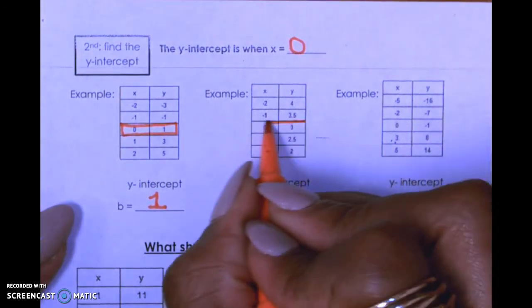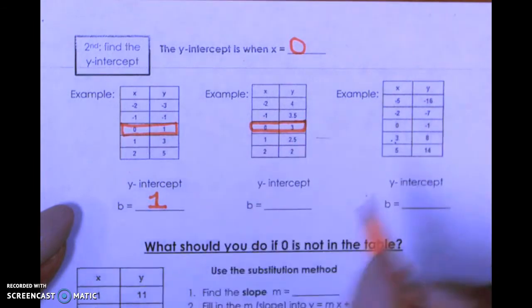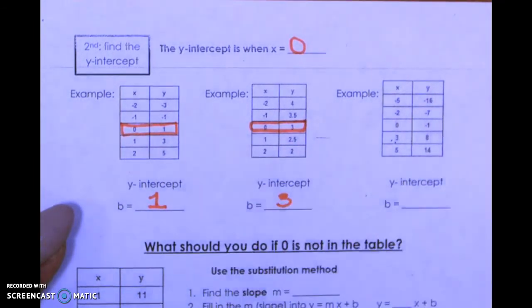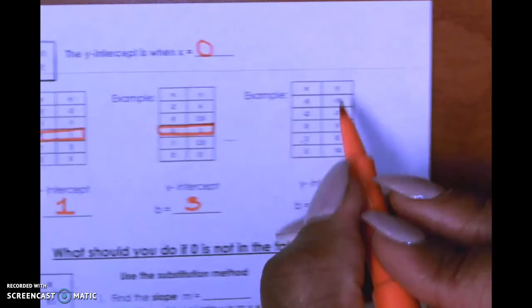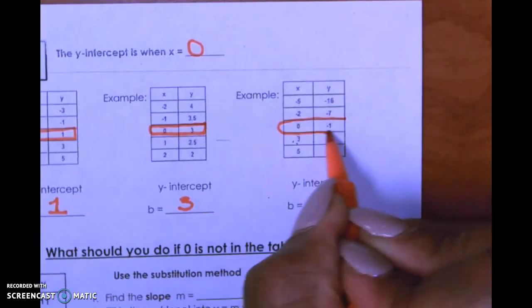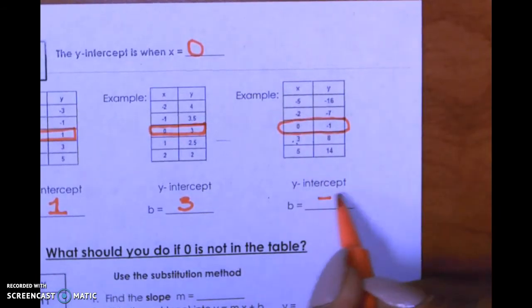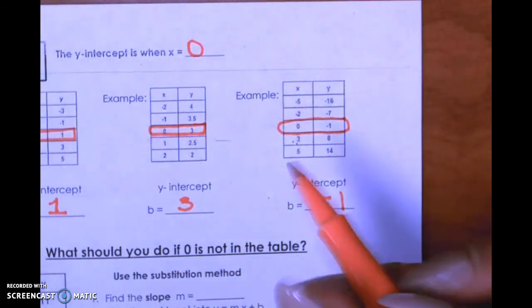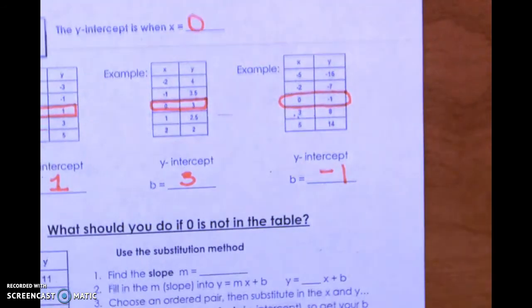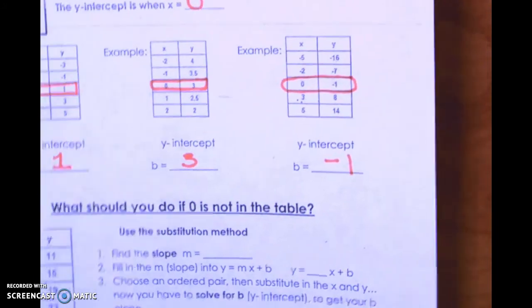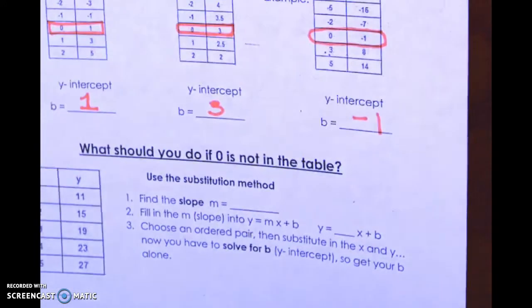Second one. Here's my 0, my y-intercept is 3. And third one, my y-intercept is -1, because when the x is 0, it identifies my y-intercept. So I actually did all of those for you.